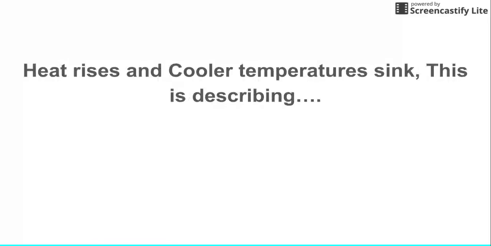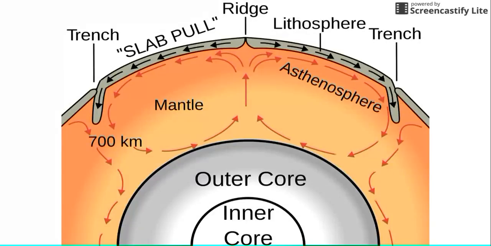Heat rises and cooler temperatures sink. This is describing convection currents. This diagram that shows the mantle having the hotter areas of the mantle heat up by the outer core and then rising up to the crust, and then once they cool, falling back down is an example of convection currents. The crust and upper mantle together are called the lithosphere.